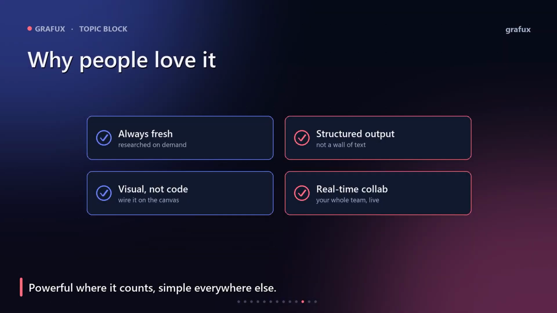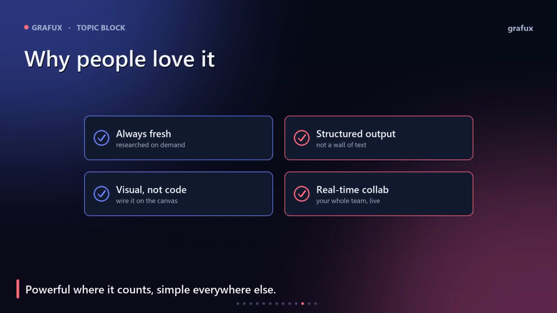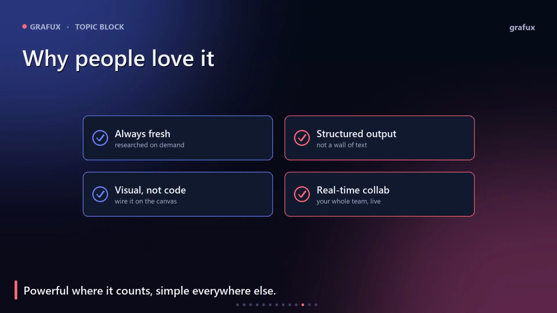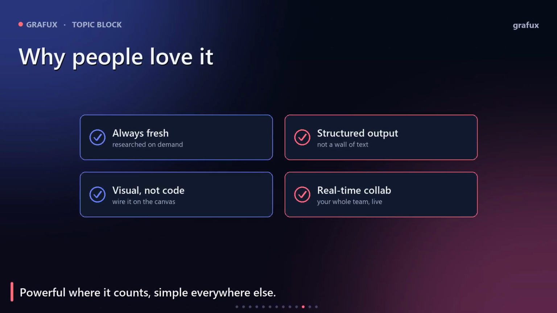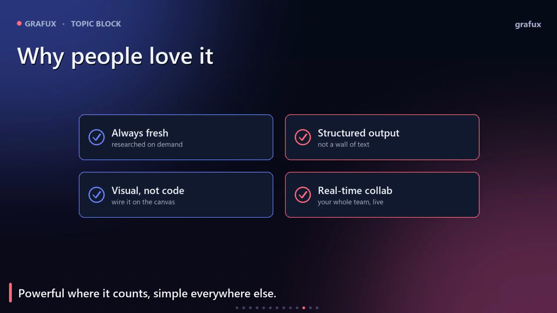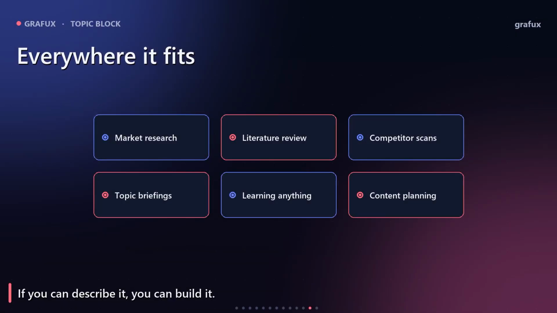So, why do people reach for the topic block? Always fresh, researched on demand. Structured output, not a wall of text. It's visual, so there's no code to wire it together. And it's collaborative, so your whole team is right there with you. It is powerful where it counts and beautifully simple everywhere else. It's the kind of tool that just gets out of your way and lets you focus on the work that actually matters.